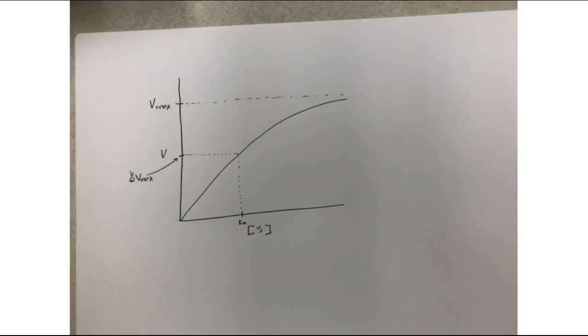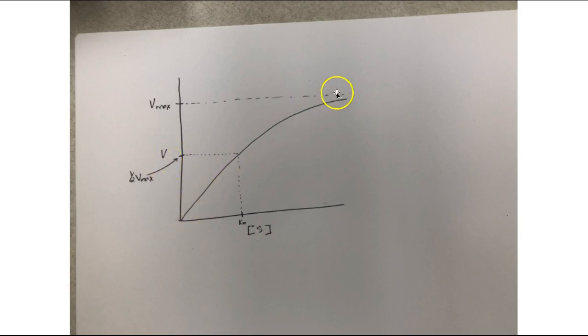Here's a second way we can inhibit enzymes. We can inhibit enzymes by decreasing the Vmax without changing the Km, or the Michaelis constant. So here again is an uninhibited enzyme kinetics curve. We see substrate concentration on the x-axis, initial reaction rate, or V, on the y-axis.